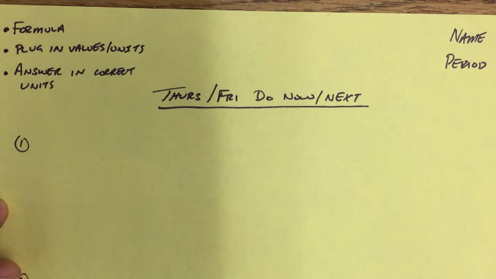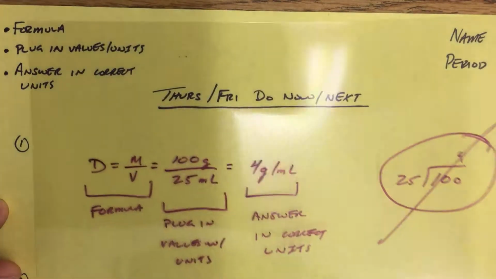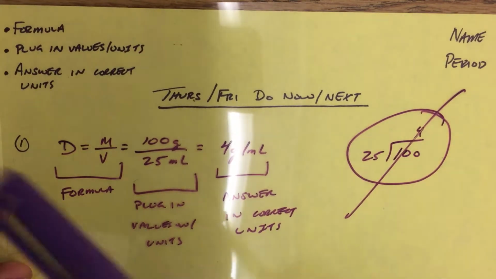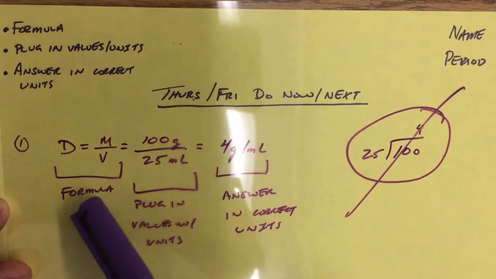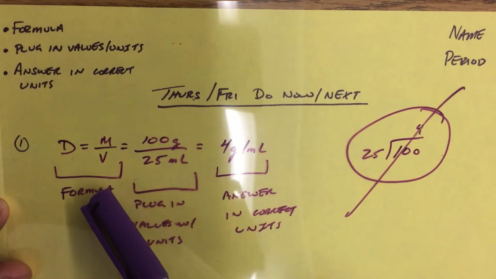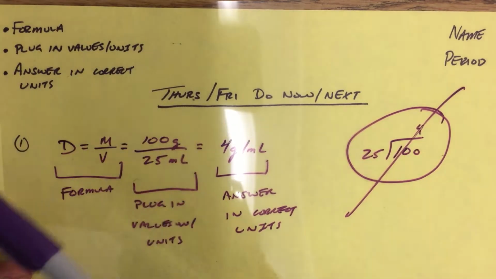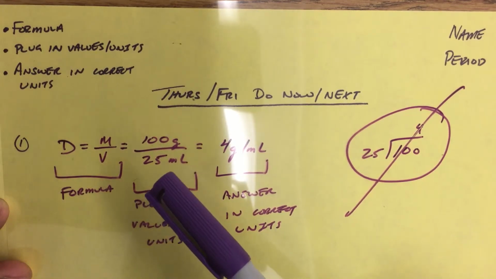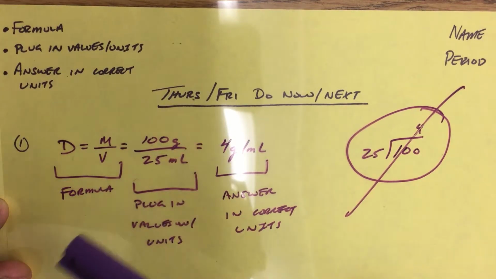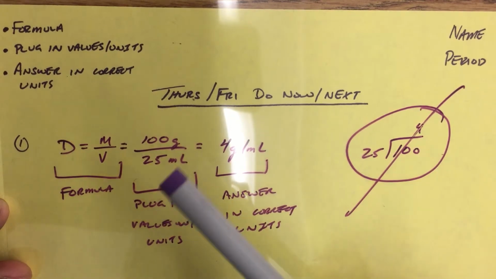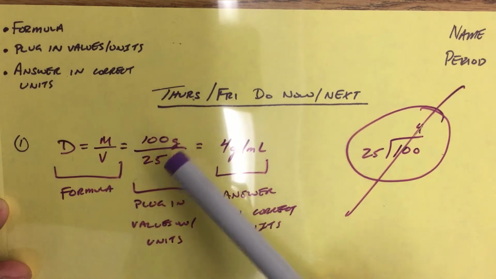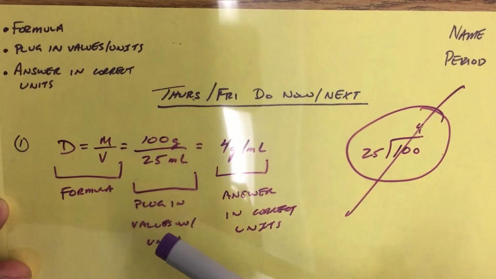So this is what I mean. Let's say, for example, they tell you to find the density. All right, the first thing you would do is write your formula right here, D equals M over V. Then it says to plug in the values with the units. Okay, so if they tell you that the mass is 100 grams, and the volume is 25 milliliters, you put the values right here, 100 and 25, plus the units. Okay, so that's what we mean by plugging the values in with the units.